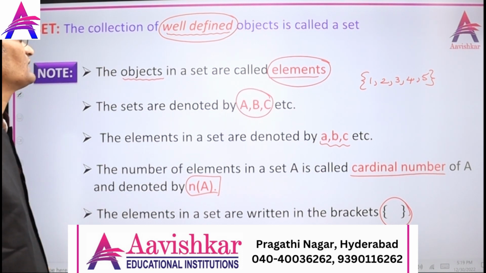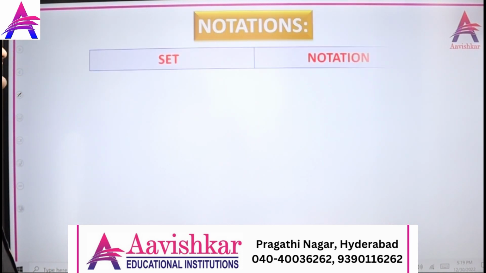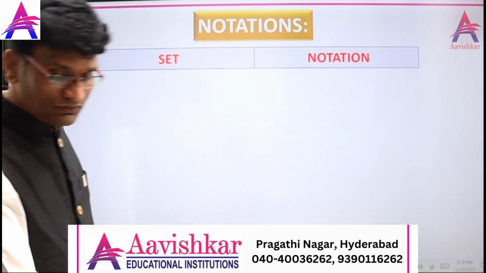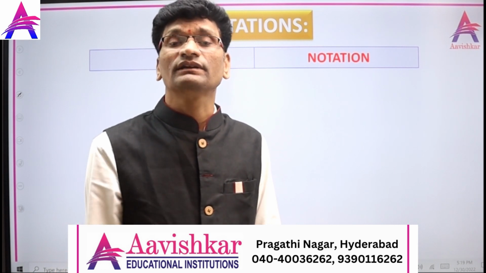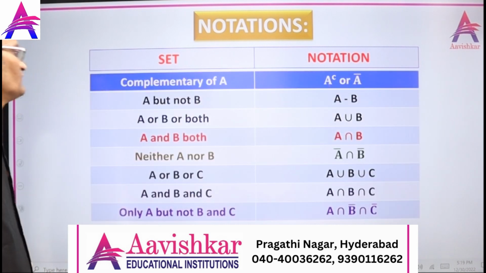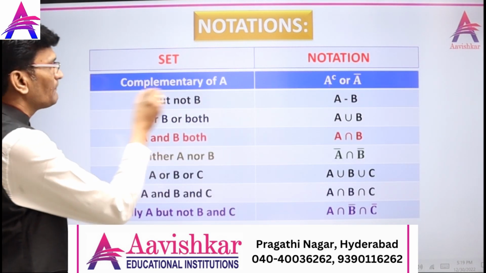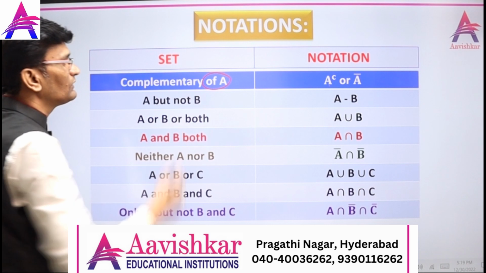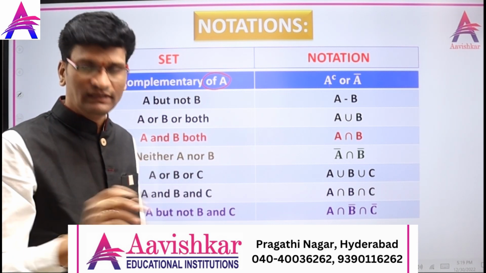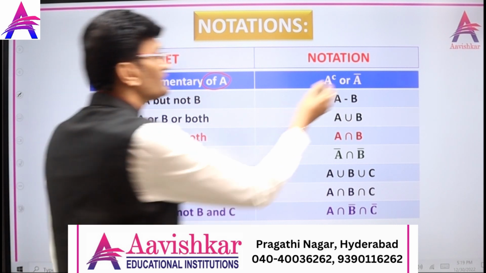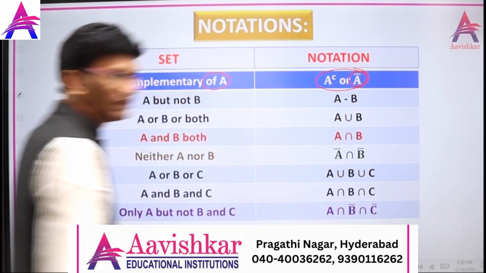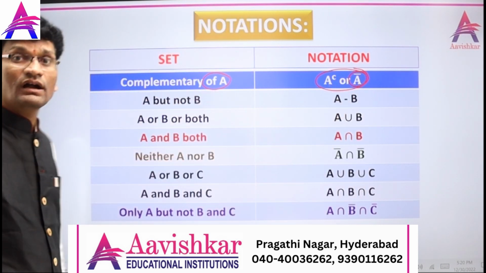Now let us move to the next concept, that is notations. This is very, very important. Here I am going to discuss a few notations which are useful in the forthcoming chapters, probability also. That is the reason I want to introduce them here. Let us see one by one. First of all, the complement of A, not in A. Complement means A not happening, not occurring, and it is denoted by A power C or simply A bar.